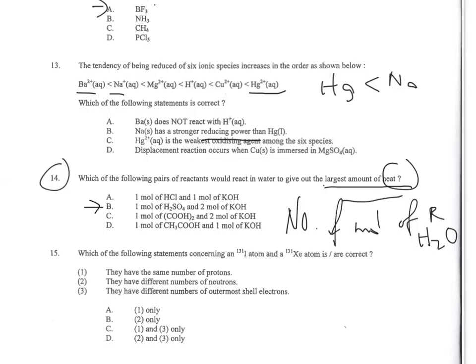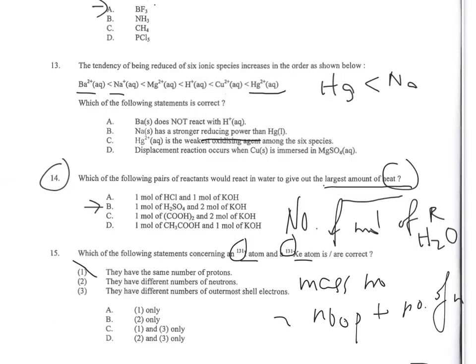So question number 15, which of the following statements concerning an iodine atom and a xenon atom is correct? Since xenon and iodine are different elements, they would not have the same number of protons. Since 131 is the mass number, which is the number of protons plus the number of neutrons, if the number of protons of these two species are different, then the number of neutrons will be different as well. So 2 is correct.